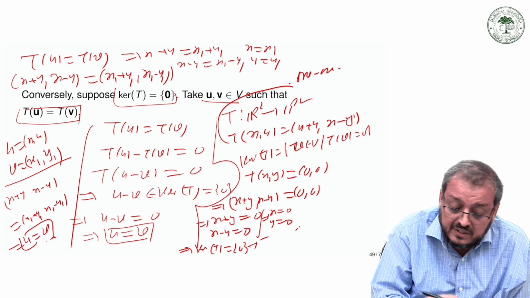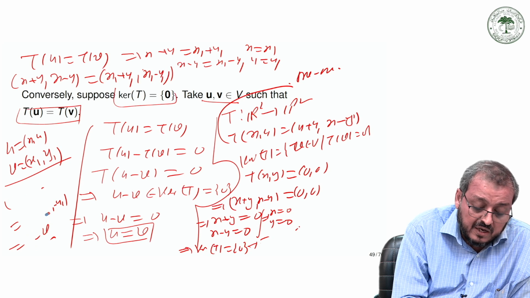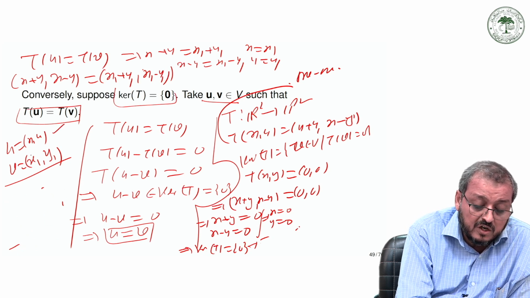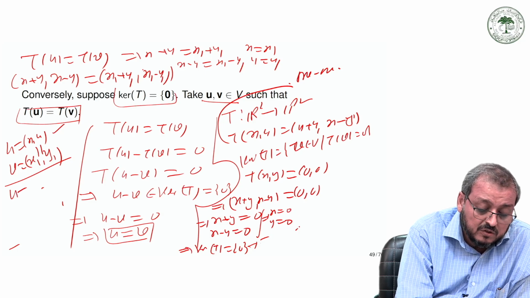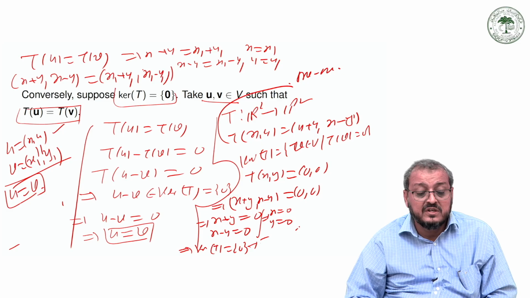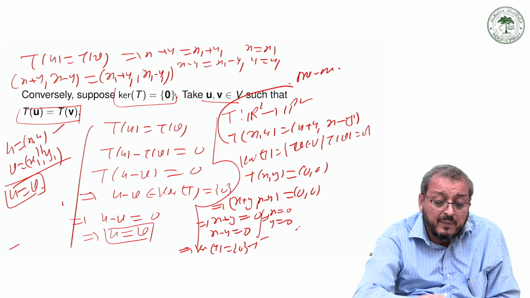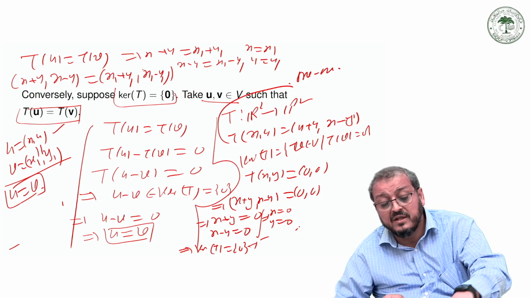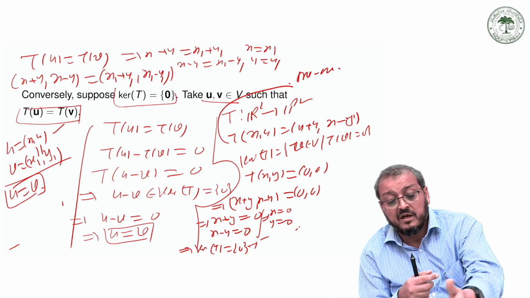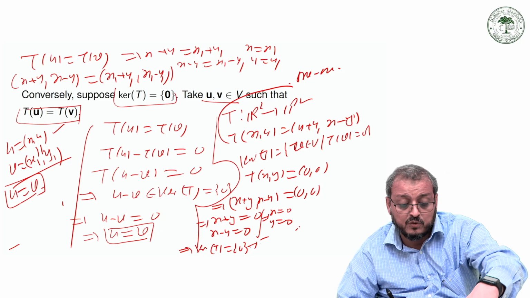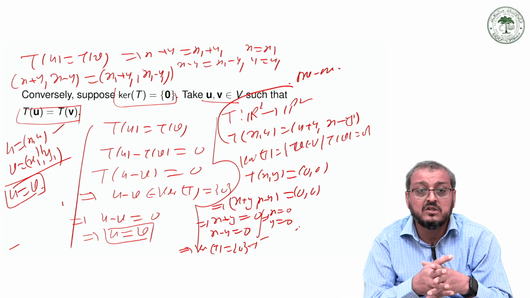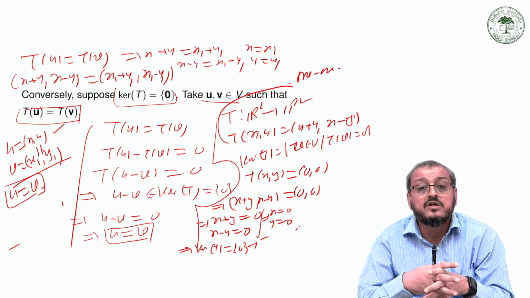So u is equal to (x, y), v is equal to (x1, y1), and these two are the same. So u is equal to v. This means that in this example we used the theorem that if the kernel of T is equal to 0, then T is one-to-one, and also the definition, when T of u is equal to T of v implies that u is equal to v.